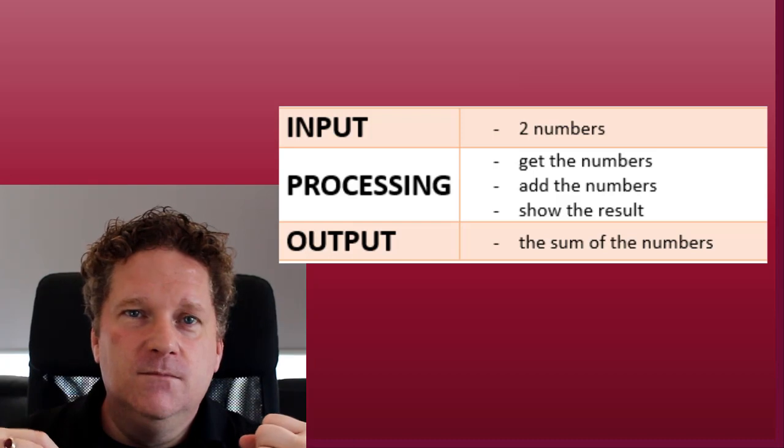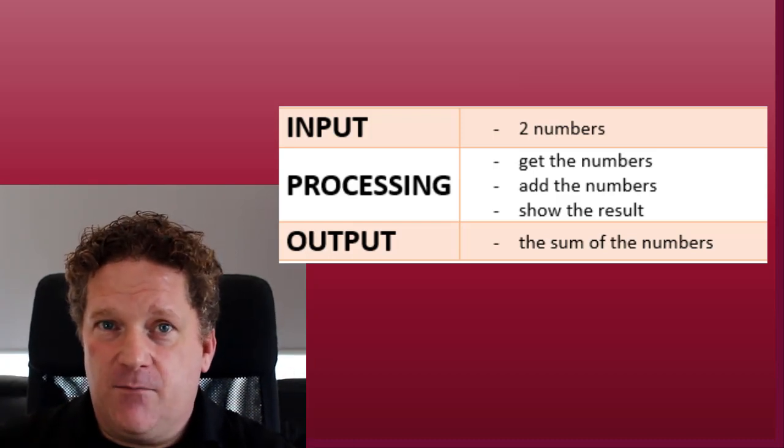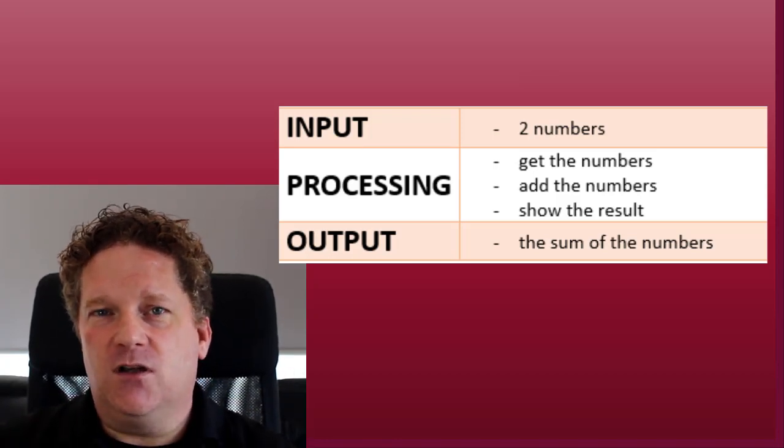So, let's try a simple example. What I want to do is get the user to enter two numbers. I'll add them up, and I'll display the result back out. So in our IPO, we've got input two numbers, P, get the numbers, add them up, and O is the sum of the numbers. So what would that look like in pseudocode?